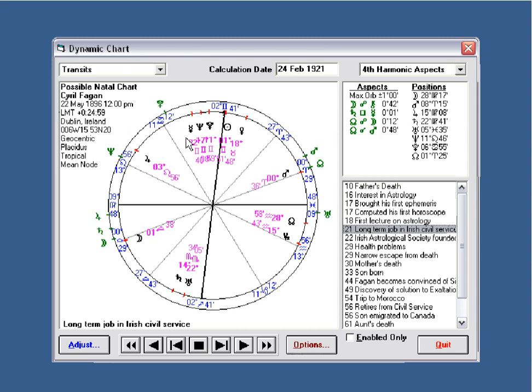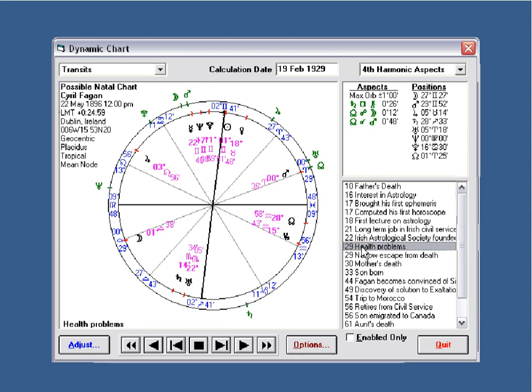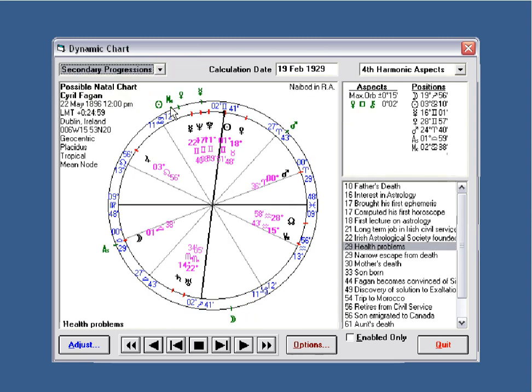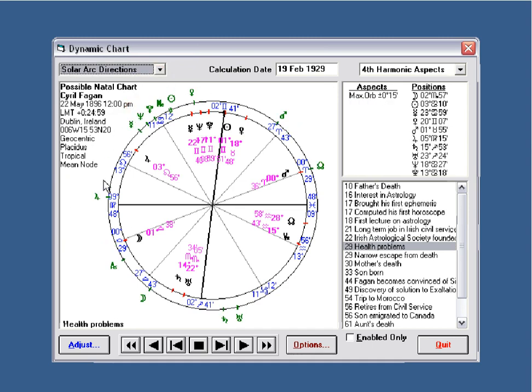When he formed the Astrological Association, we have Saturn square Neptune, health problems, which was a date which was switched off, but we've got it on here. These are the configurations for his health problems. We can look at them in transits, we can look at them in secondary progressions, and we can actually look at them in solar arc directions and start to see possible different configurations for the health problems.